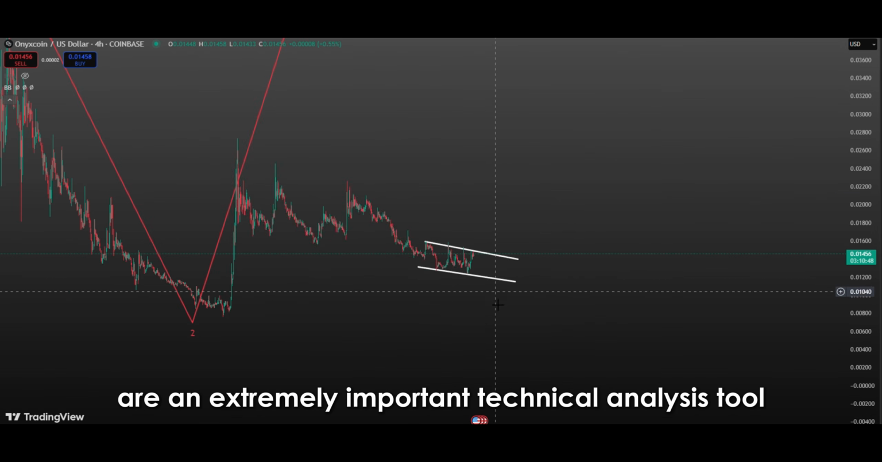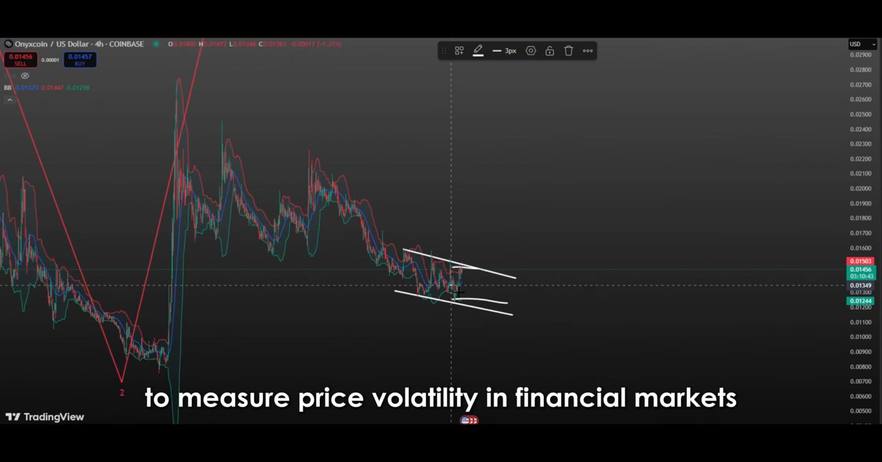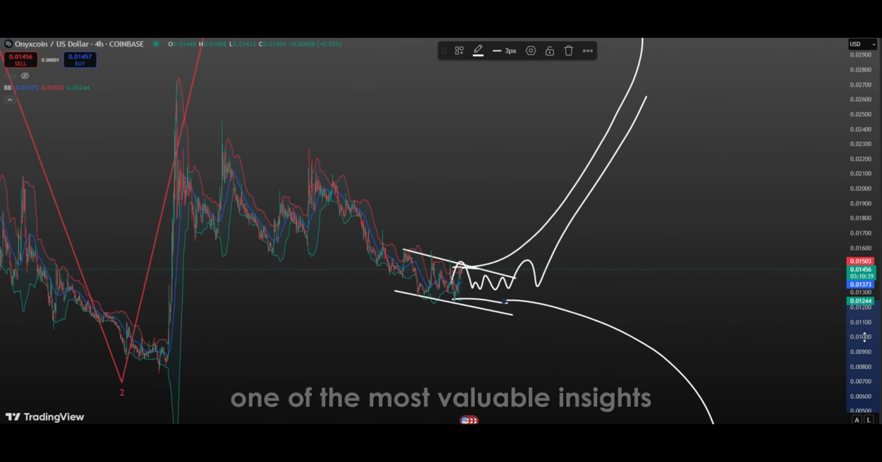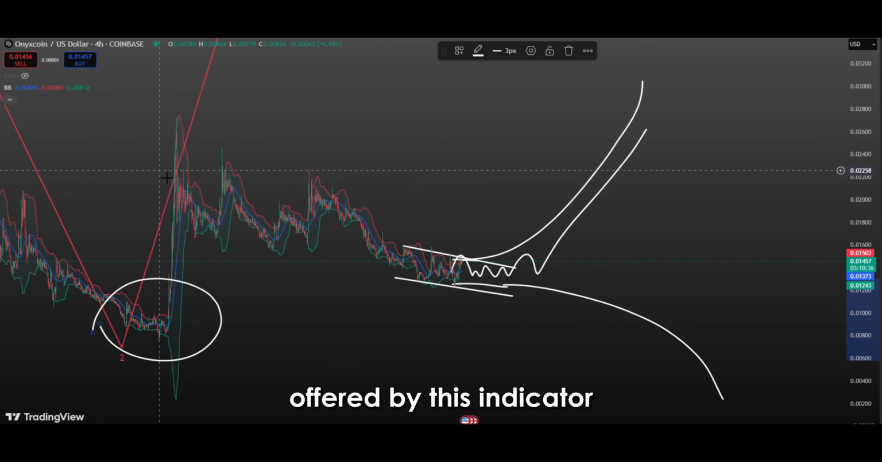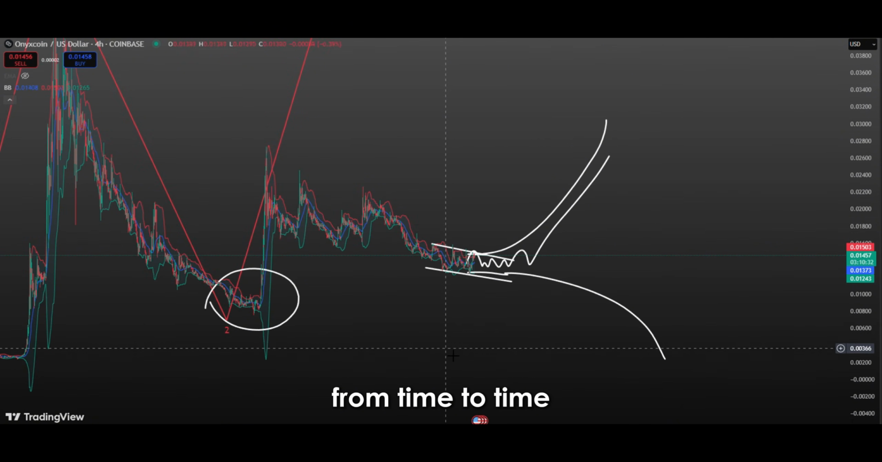Bollinger Bands are an extremely important technical analysis tool that is often used by traders to measure price volatility in financial markets and to anticipate possible changes in direction. One of the most valuable insights offered by this indicator is the narrowing or widening of the distance between the bands from time to time.